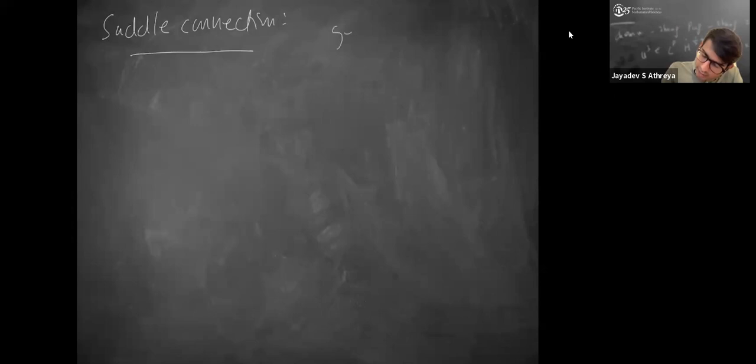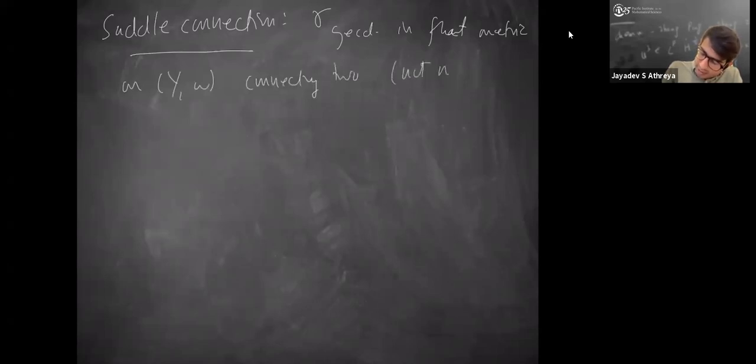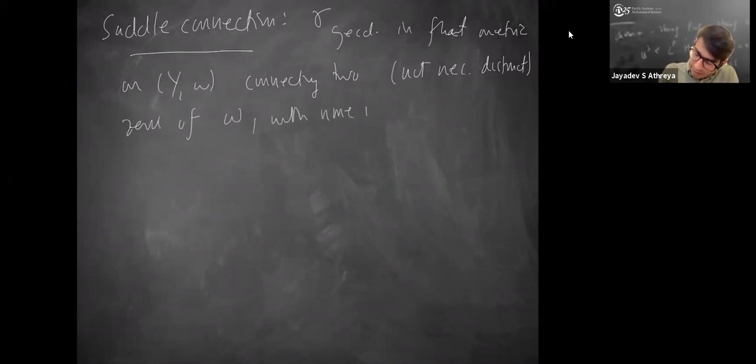So it's a geodesic in the flat metric. So gamma is a geodesic in the flat metric on Y omega, connecting, not necessarily distinct, zeros of omega with none in the interior. None in the interior. Okay.